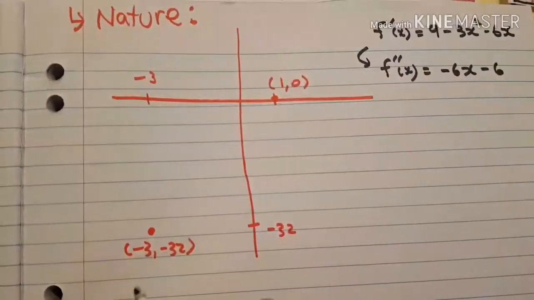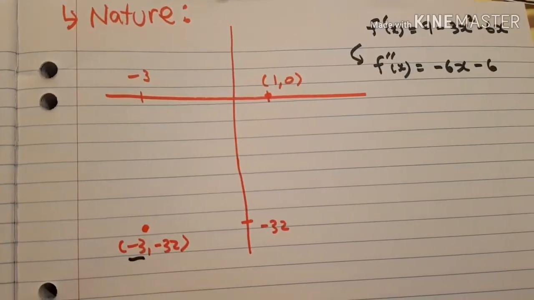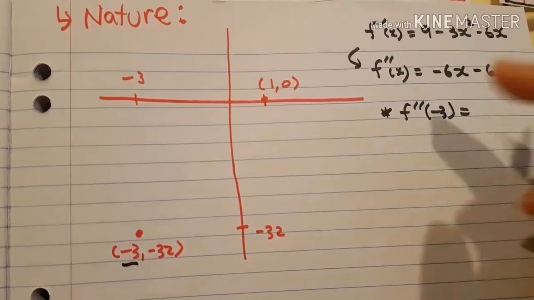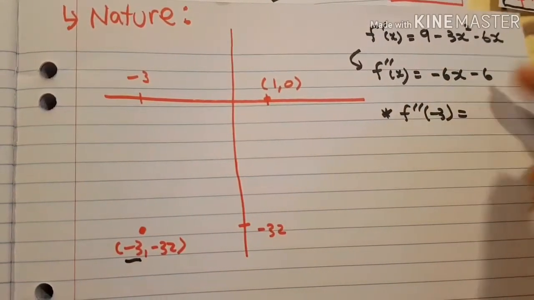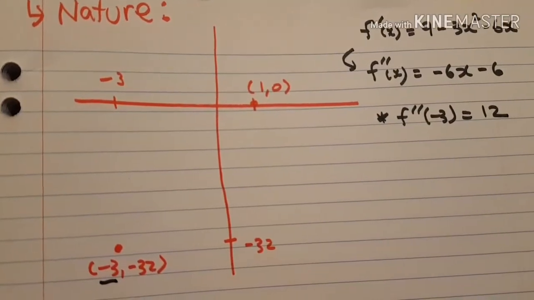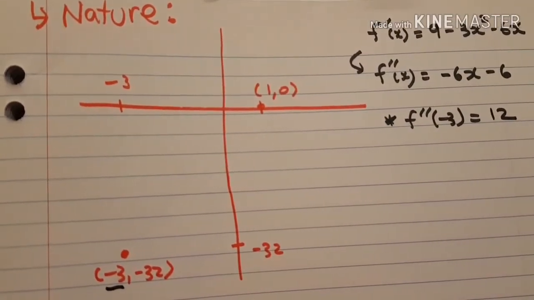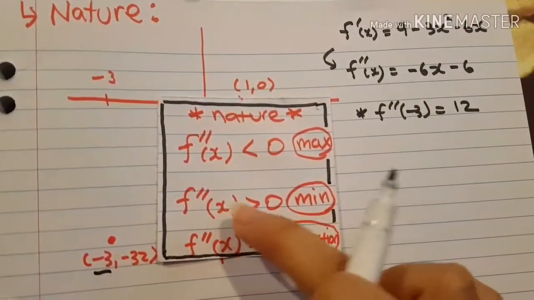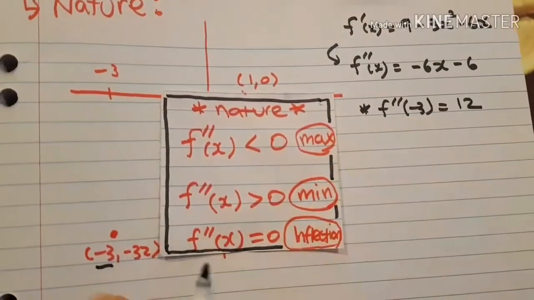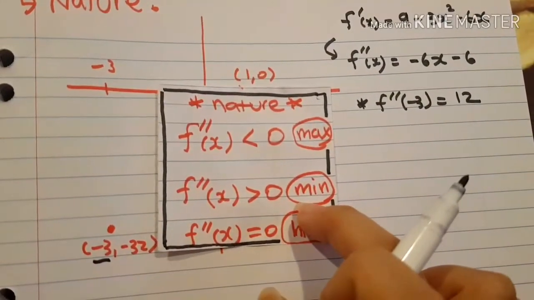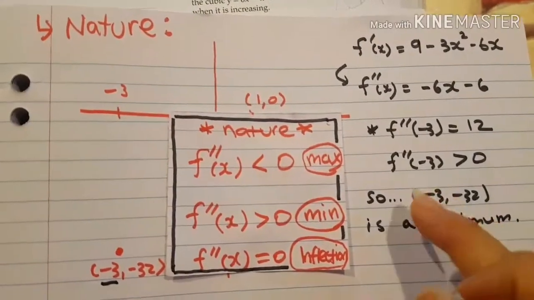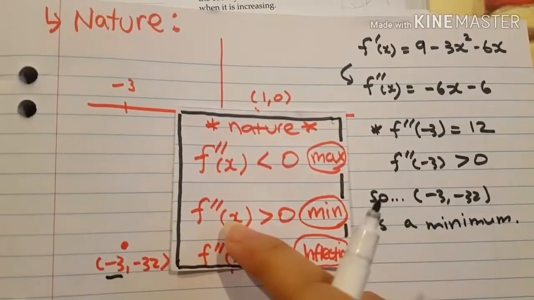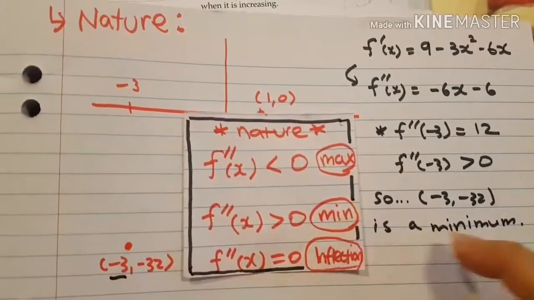Alright, my first one, x is -3. So if I put -3 into the function, it's -6 times -3 minus 6, which is 12. So this is a positive value. Let's have a look at f double dash. If it's a positive value, then I know that this point will be a minimum. Again, this one is positive. When it's positive, greater than 0, then the point should be a minimum.